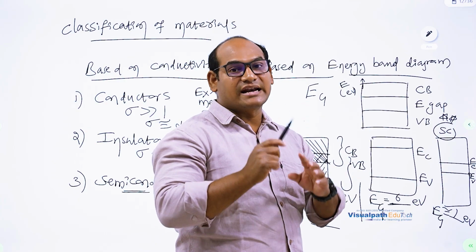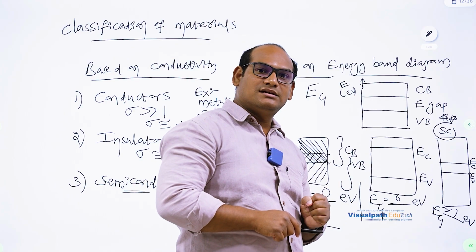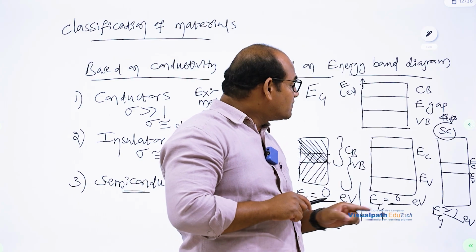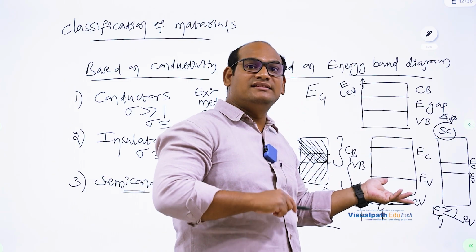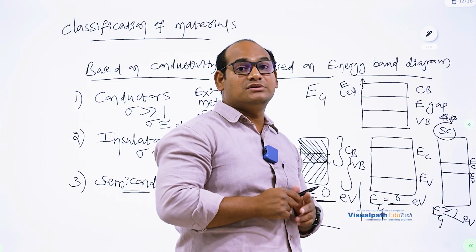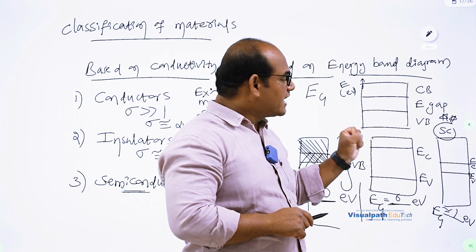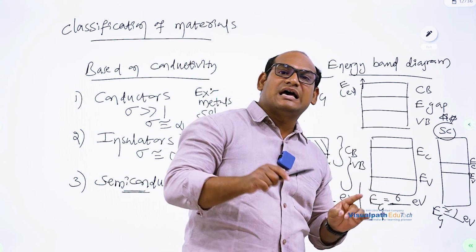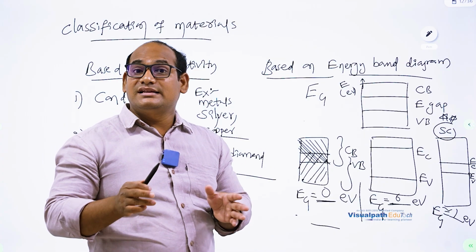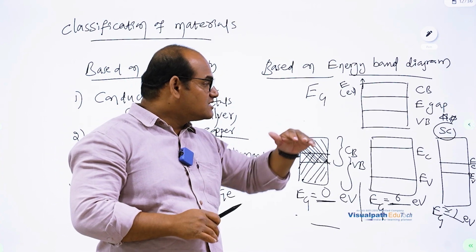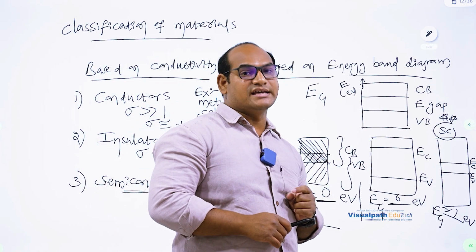That's why you will not get current. Current is not because of the movement of the valence electrons. Current is because of the movement of the free electrons. These valence electrons should go to the conduction band and then move. Then only current is possible, then only conduction is possible, then only conductivity will be available. So when you have 6 electron volts as the energy gap, you will not get free electrons. You will not get jumping of the valence electrons into the conduction band. That's why free electrons are not possible in this particular case.